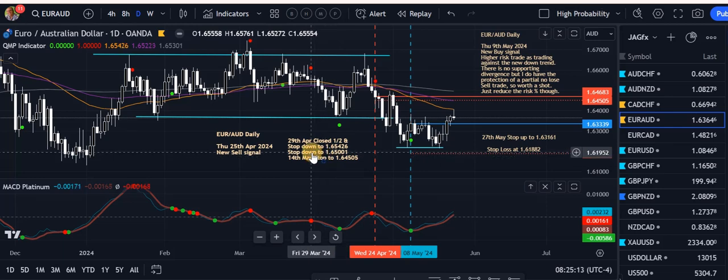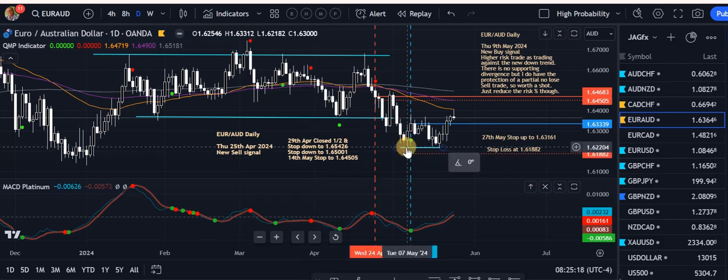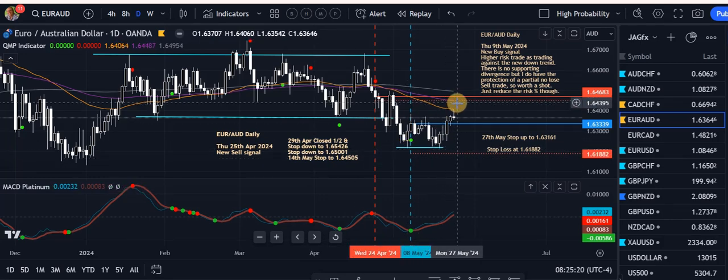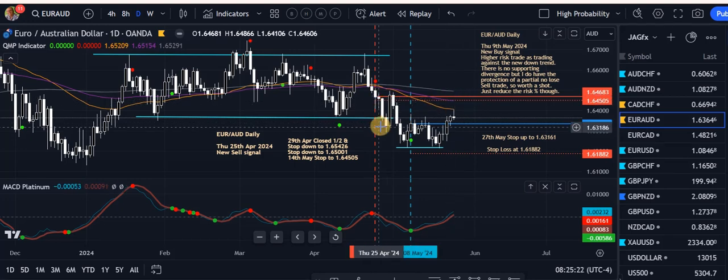I don't know why I didn't mark the date on that one. But I've moved it down again since the 14th of May. So I've moved it inside the entry, so I can't lose on the sell, which is great.